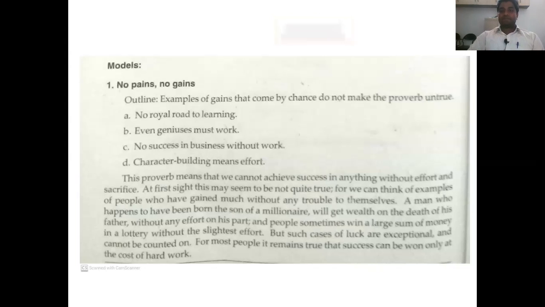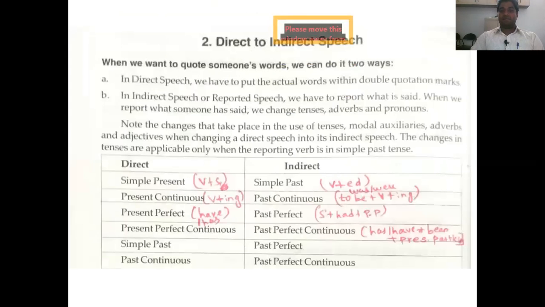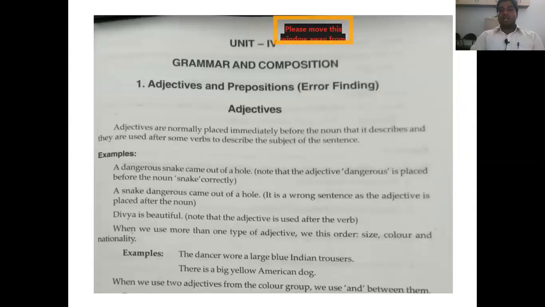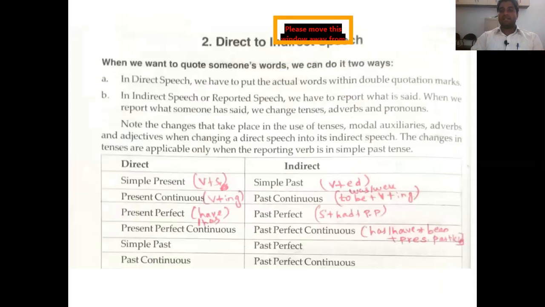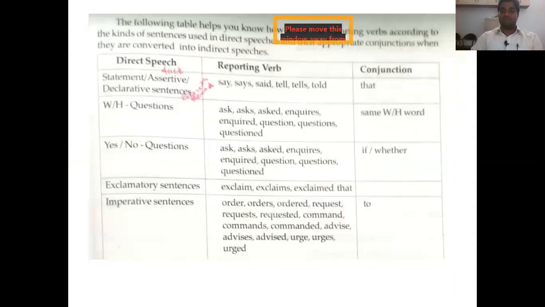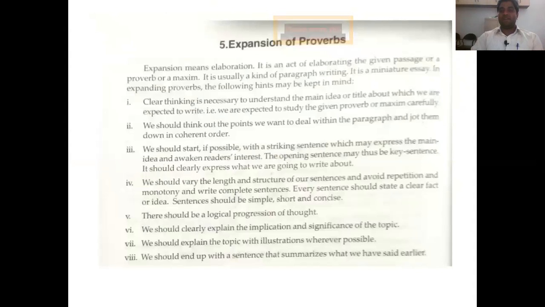So today we saw the 5 important topics in the grammar section. The first one is grammar and composition. First one is adjectives and preposition error finding. In that, we already saw adjectives, and the next one, preposition. And the second lesson, we moved on to direct and indirect speech. And the third one, mind map. Fourth one, notice. And finally, we saw expansion of proverb. So if you have any doubts, please make a note and ask me anytime. And thanks.